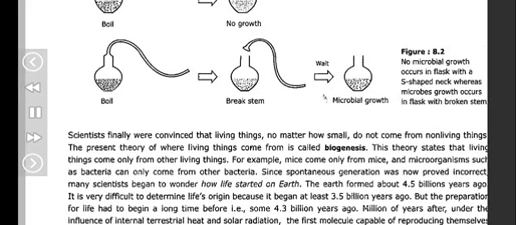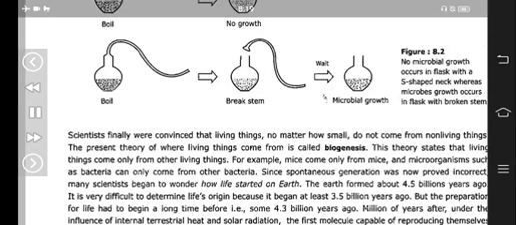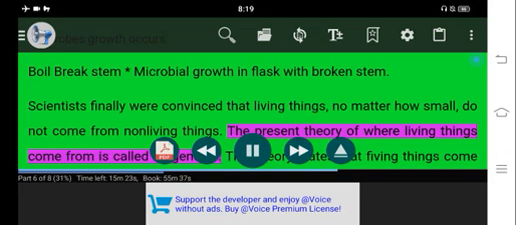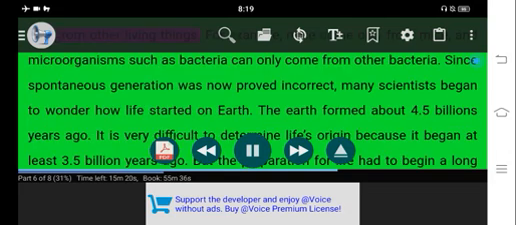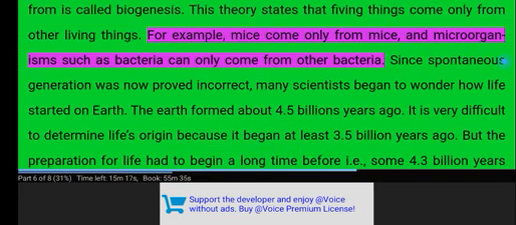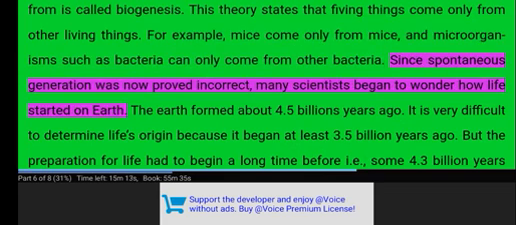Scientists finally were convinced that living things, no matter how small, do not come from non-living things. The present theory of where living things come from is called biogenesis. This theory states that living things come only from other living things. For example, mice come only from mice, and microorganisms such as bacteria can only come from other bacteria. Since spontaneous generation was now proved incorrect, many scientists began to wonder how life started on Earth.